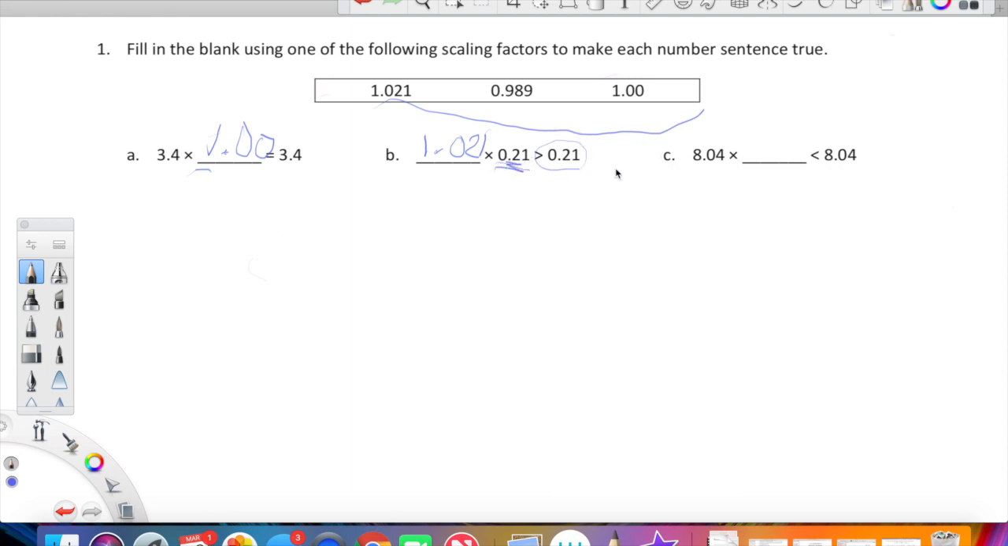Okay, lastly we have C. 8.04 times blank makes this number smaller than this number. So we're going to try to make this number smaller than this number. So that would make it this one, because 0.98 is less than 1, which makes this number smaller.